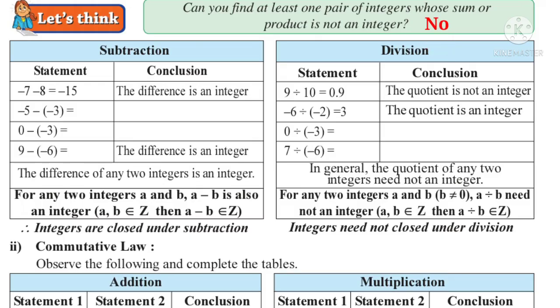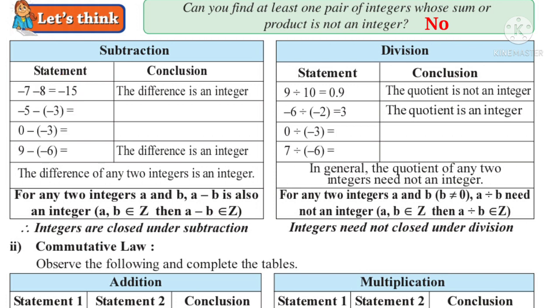Let us study the closure property in subtraction and division operations. Now let us take subtraction first. Take two different integers, minus 7 and 8. Put subtraction, that is minus, in between them. Now see that minus 7 minus 8 is equal to minus 15. Minus 15 is again an integer.